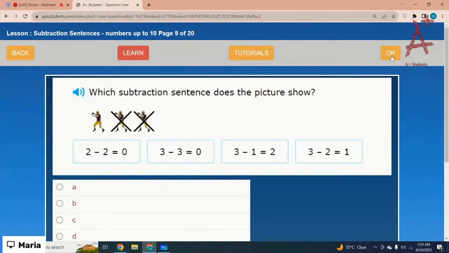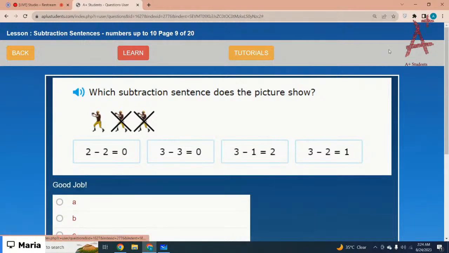The next one is you have how many players do you have? You have one, two, three players, right? Two of them are crossed out. That means 3 take away 2 and you are left with 1. That would be 3 take away 2 equals 1. So which is the correct option? 3 take away 2 equals 1. That would be option number D.